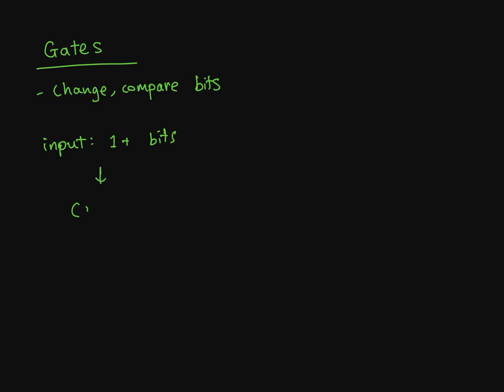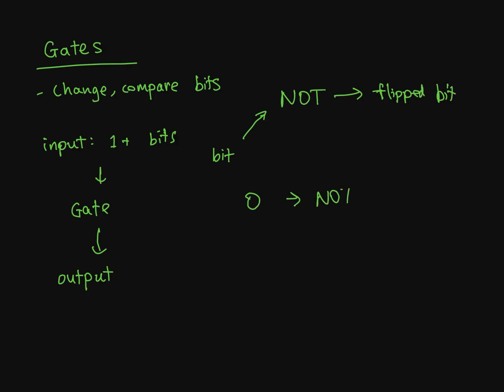But storage isn't the only thing that computers do. They actually have to be useful and do things like calculations, so we need a way to change, compare, and manipulate bits. We do this using logic gates. A logic gate takes one or more bits as an input, applies a logical operation, and then gives you an output. The simplest logic gate is the NOT gate. It takes a single bit as an input and flips it to the opposite state. For example, if you input a 0, the gate will output a 1, and if you input a 1, the gate will output a 0.